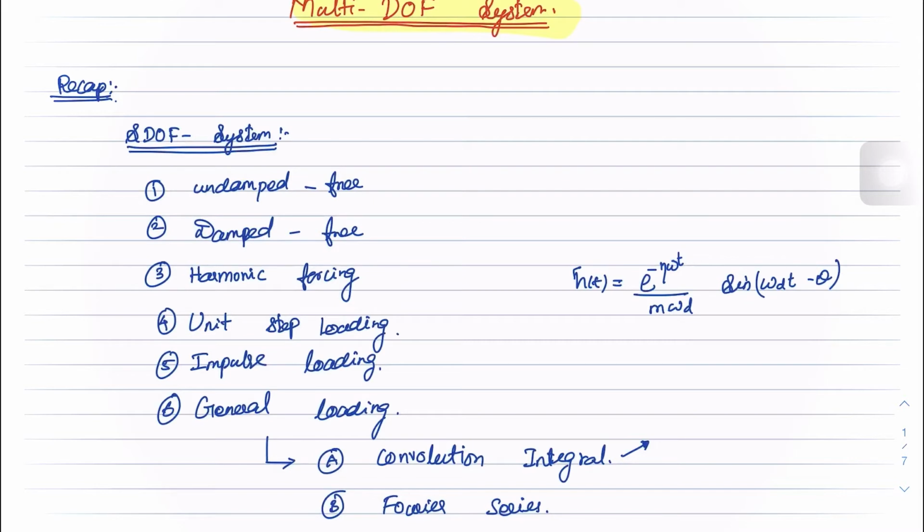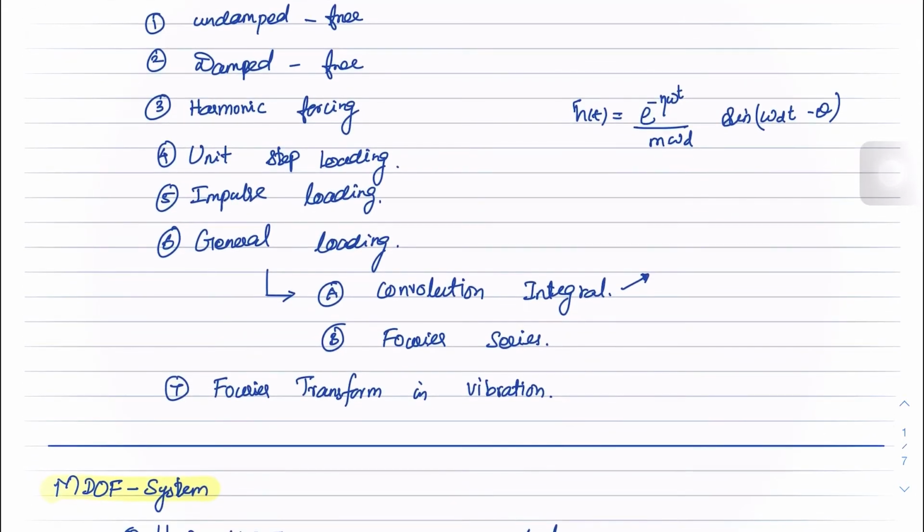Then we saw that this can be done equally with the use of Fourier series, where we consider the signal is periodic with a time period T. Then we studied the Fourier transform, which is a very important tool to convert time domain response into frequency domain response. So we concluded with these things as single degree of freedom system.